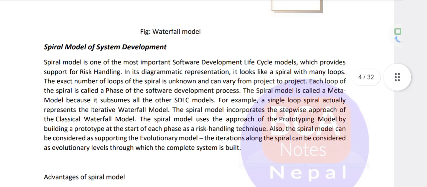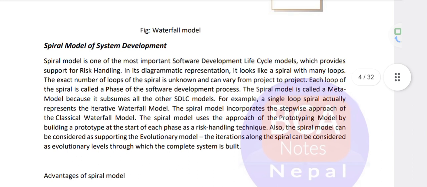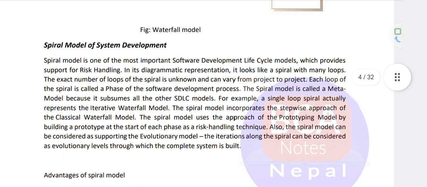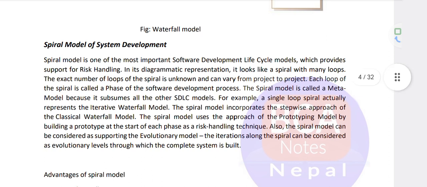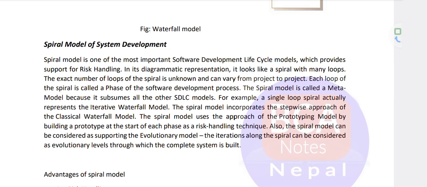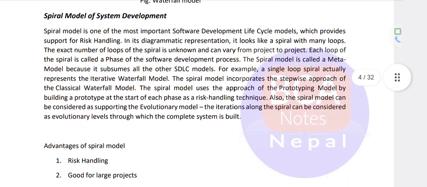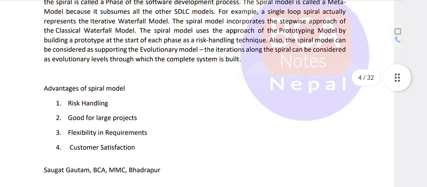The spiral model is called a meta model because it is a summation of all the other software development life cycle models. For example, a single loop spiral actually represents the iterative waterfall model. The spiral model incorporates the stepwise approach of the classical waterfall model. The spiral model uses the approach of the prototyping model by building a prototype at the start of each phase. Risk handling, good for large projects.